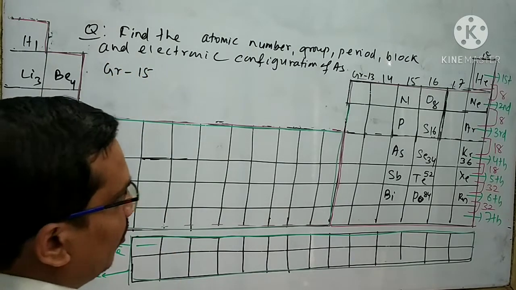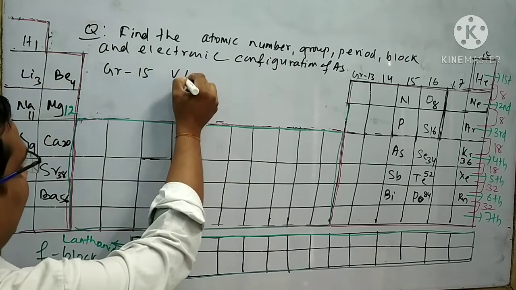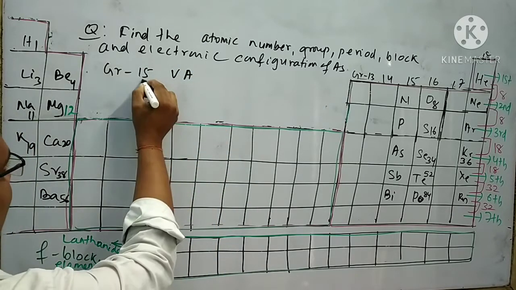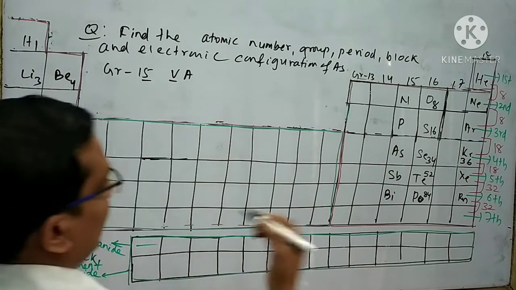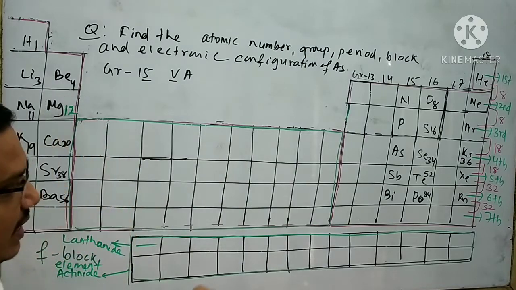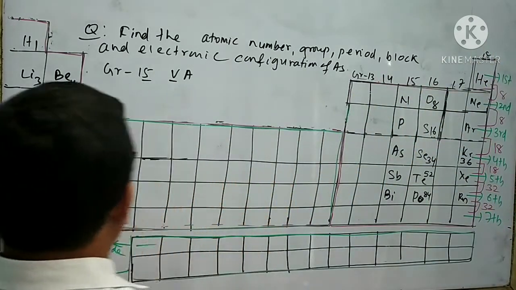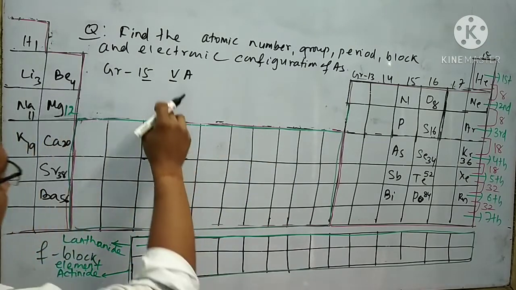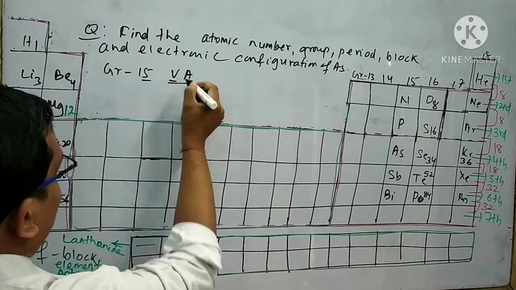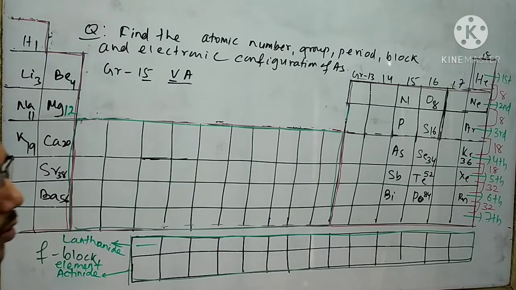According to the old IUPAC recommendation, the group is VA. Here 5 is written, so the group is V. We know that the letter A is present from group 13 to group 18. So we can write the group is VA. This is your group according to the old IUPAC recommendation.